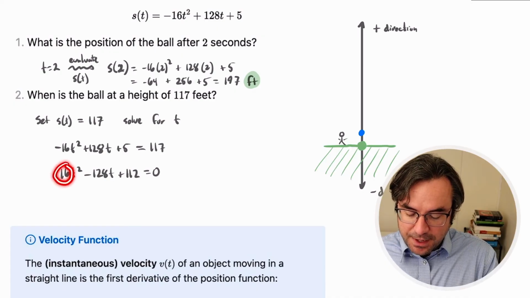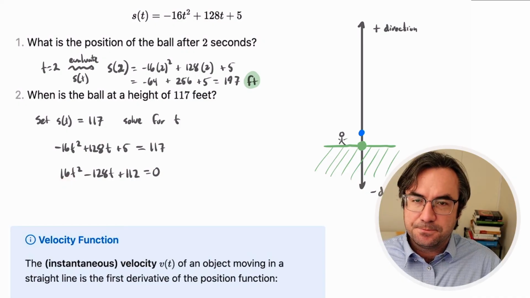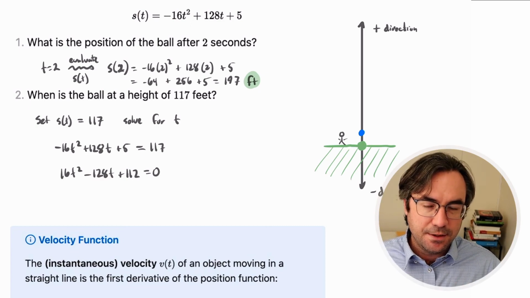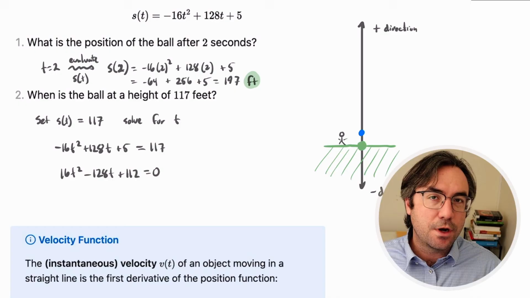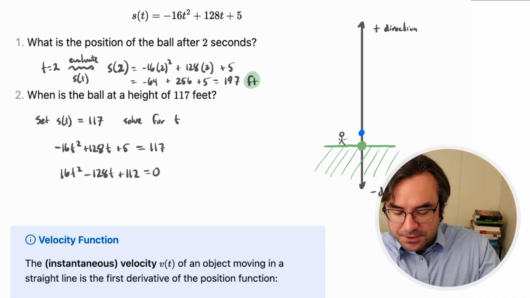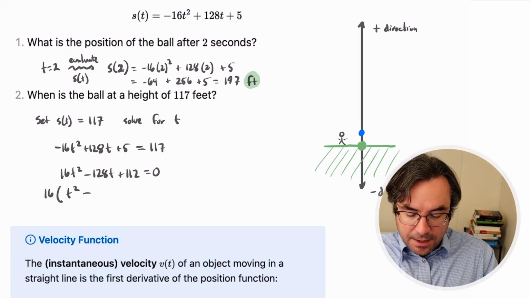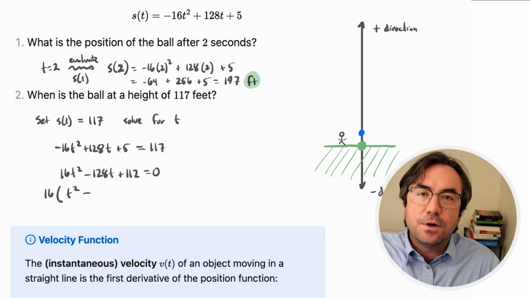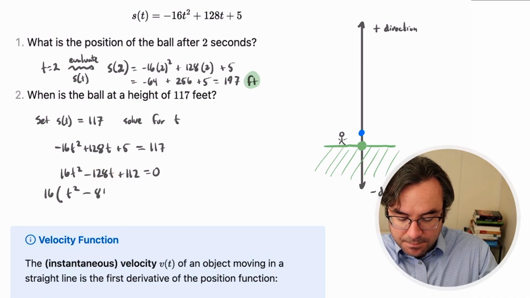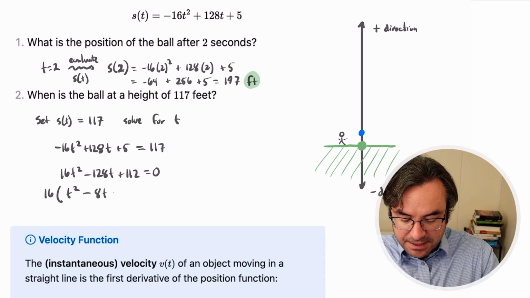First of all, we have this 16 in front of the t squared, so we want to factor that out. And we want to think, is 16 a factor of 128? Does it divide nicely into it? And does it divide nicely into this 112? Turns out it does. So 16 is a nice factor here, and 16 is a nice factor here. So start by factoring out the 16. It factors out of 128 by 8, and then it factors out of the 112 by 7.